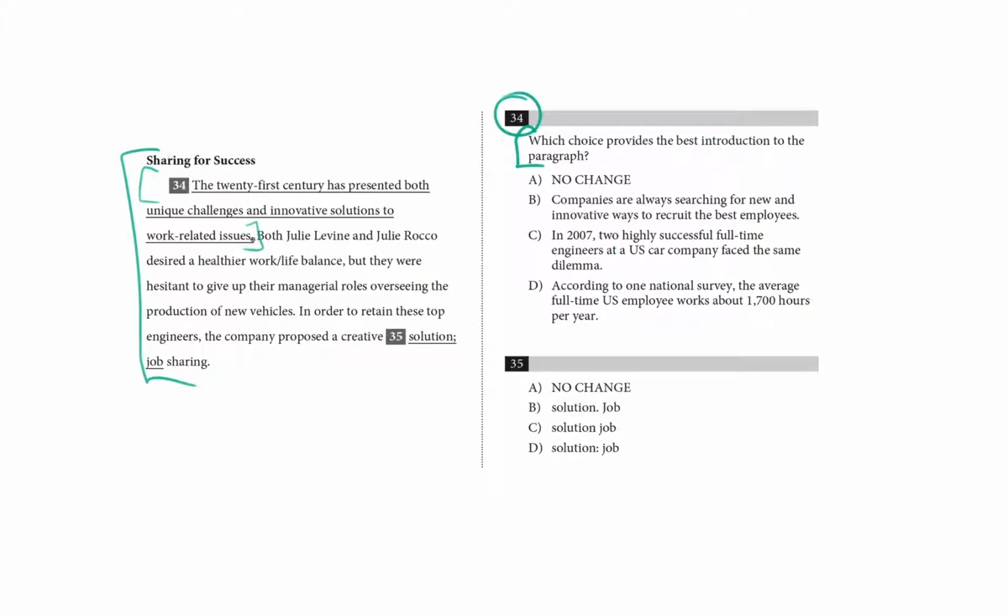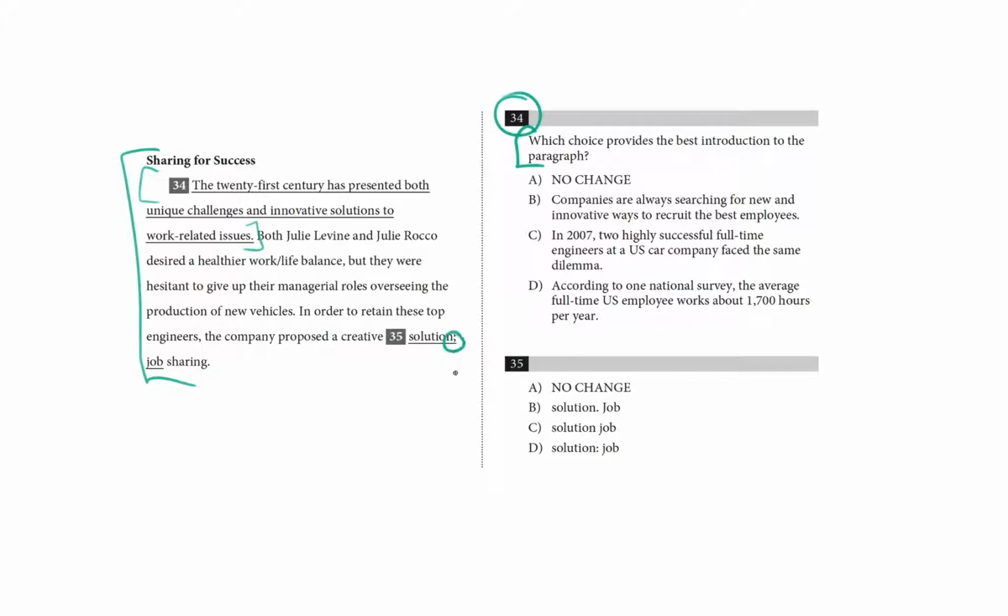Let's skip the underlined sentence and begin with the second sentence of the paragraph. Read the whole thing. Both Julie Levine and Julie Rocco desired a healthier work-life balance, but they were hesitant to give up their managerial roles overseeing the production of new vehicles. In order to retain these top engineers, the company proposed a creative solution: job sharing.